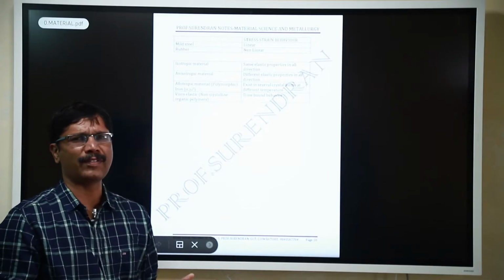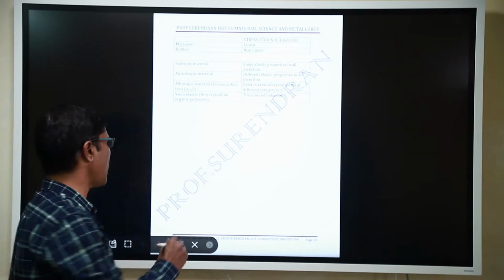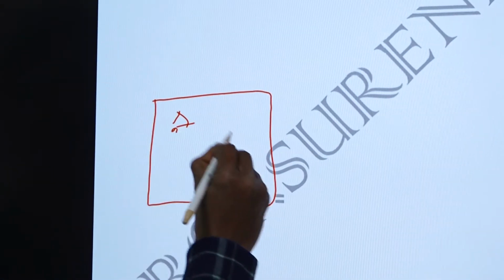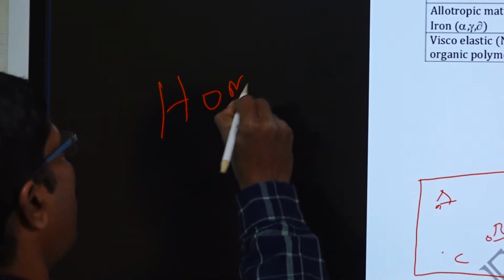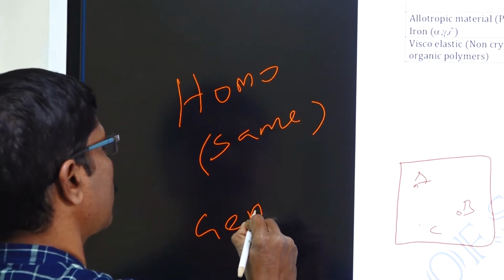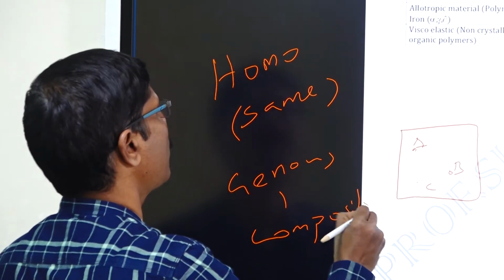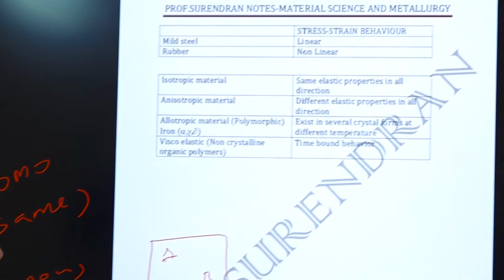So material can be classified as homogeneous material and heterogeneous material. Homogeneous material means it has the same composition at different points. So this is point A and this is point B. If at all the points there is the same composition, then the material is called homogeneous material. Homo means same, genus means composition. Different composition at different points means heterogeneous material.